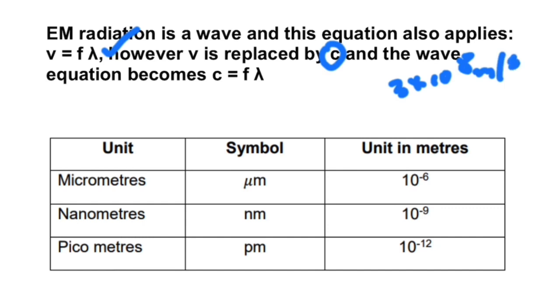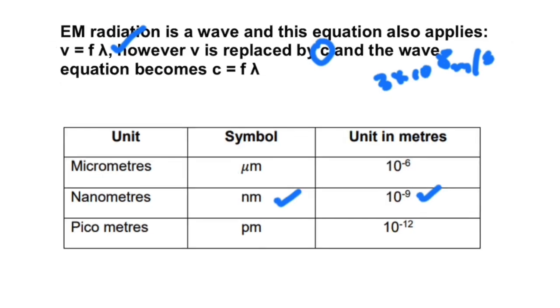Right, and let's talk about those units. Like I've already said, nanometers is 10 to the minus 9 meters. So if a question is saying 700 nanometers, this is the same as 700 times 10 to the minus 9 meters, right?